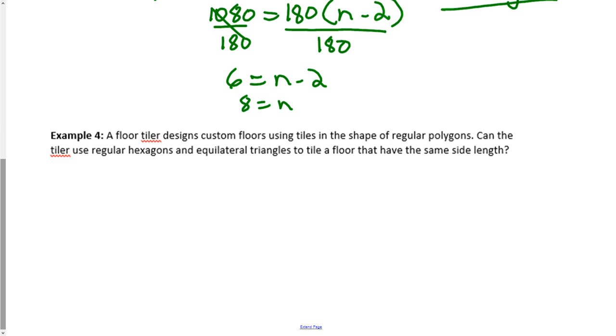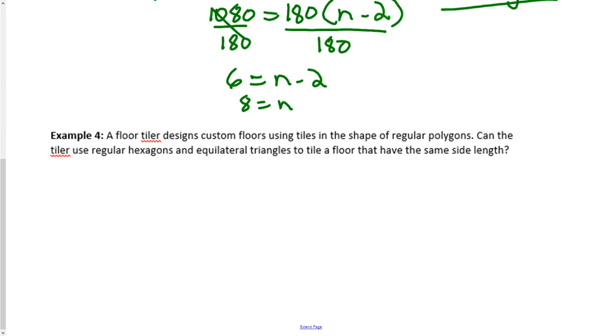All right, now for the last example here, what we do is we have a floor tiler, and he's trying to get really fancy with tiles that he's laying on the ground. And he's laying down regular polygons. Oh, sorry, I read that wrong. He's laying down regular polygons. Can the tiler use regular hexagons and equilateral triangles to tile the floor and have the same side length?